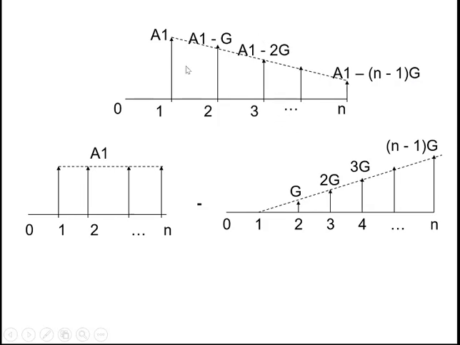And we also separate these cash flows into two parts. The first part is an equal payment series of A1. Then we use the minus sign here, not the plus sign. The second part is the arithmetic gradient.